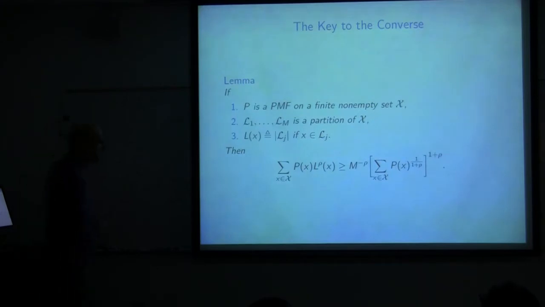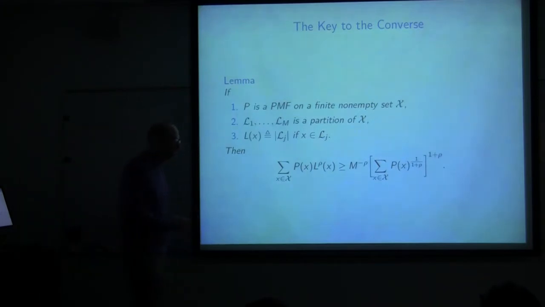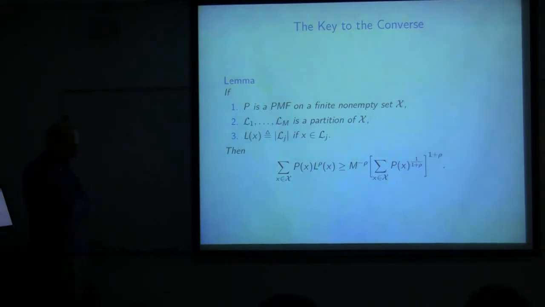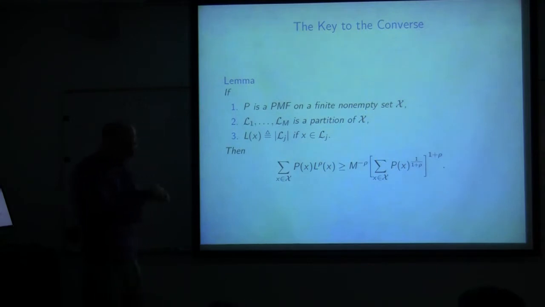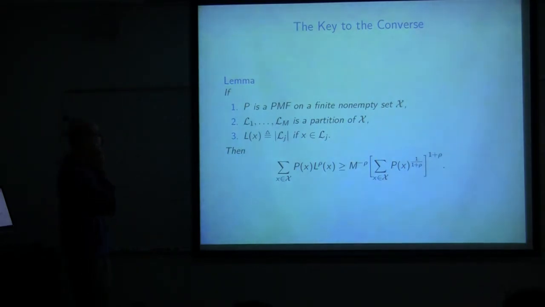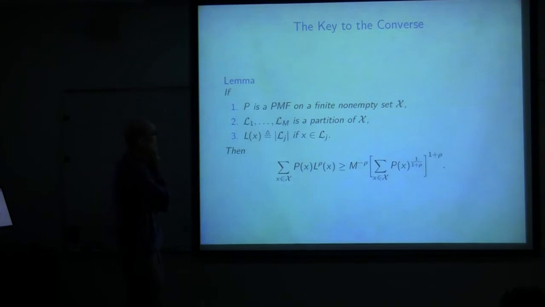Okay, now I want to talk about the converse. The converse requires a lemma. So the converse says that if your rate is below this Renyi entropy, then the growth moment will tend to infinity as n tends to infinity. The key is the following lemma.